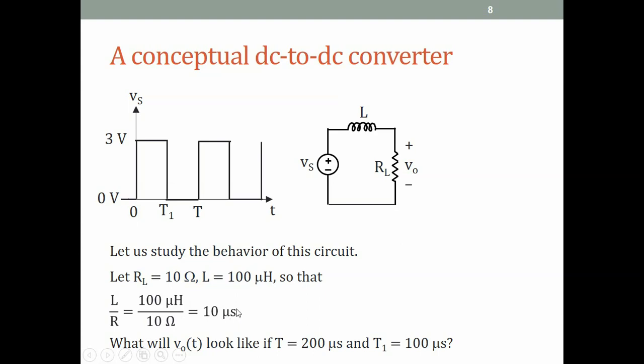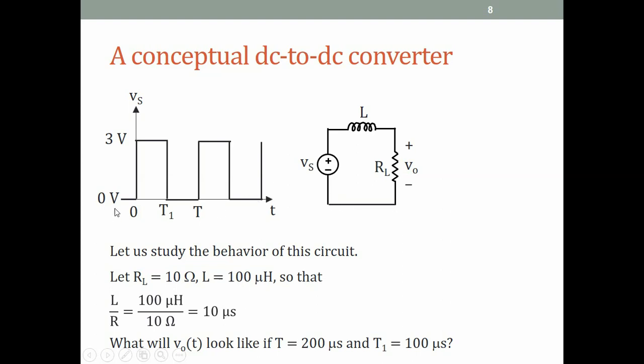Now let us think about what happens to the output voltage, the voltage across RL, which we'll call the output voltage. What will VO look like if the time period capital T is 200 microseconds, and capital T1 is half of 200, so 100 microseconds? Or in other words, if these times are 10 times the time constant of the circuit.